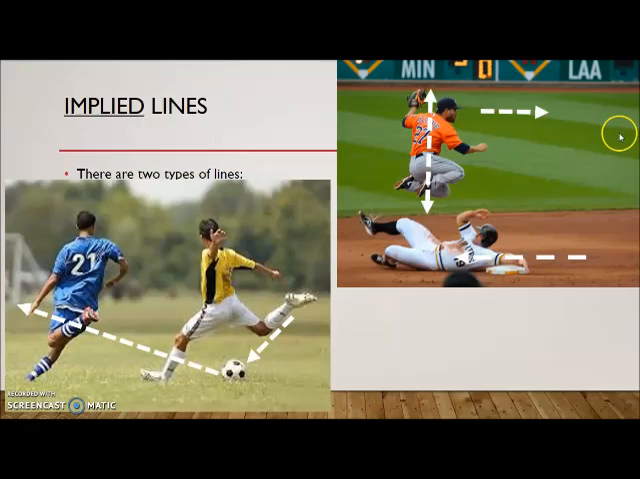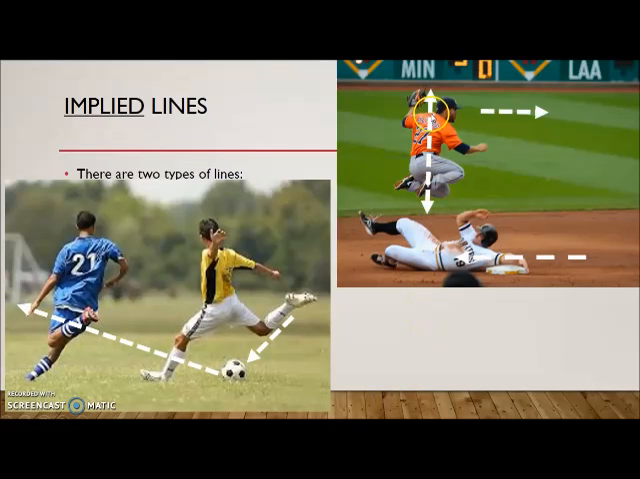Other examples of implied line, and I'm using sports because this is a great way to introduce implied lines, by looking at sports images where we see the movement of the soccer player. His foot is in motion. Although it is a still picture, we sense the movement of his foot going towards the ball so that he can kick the ball in the goal.